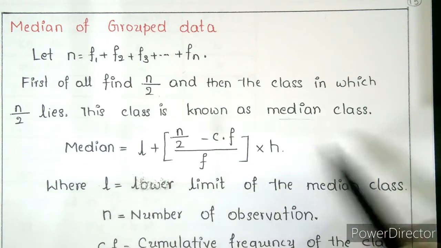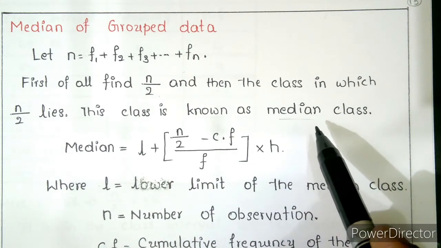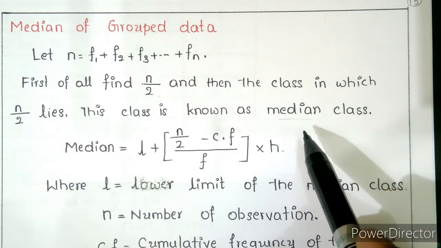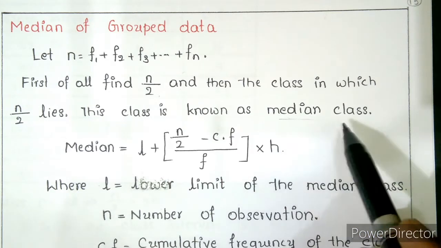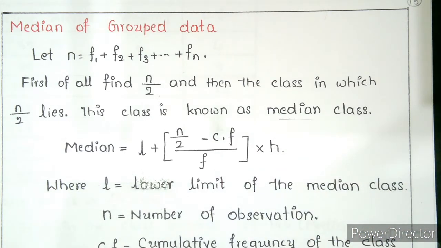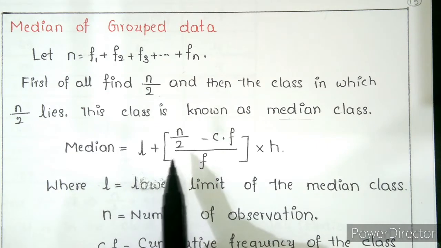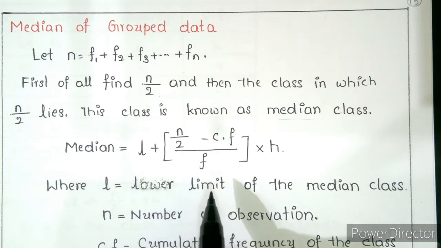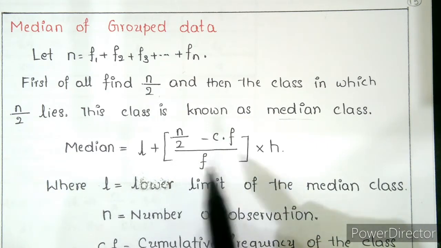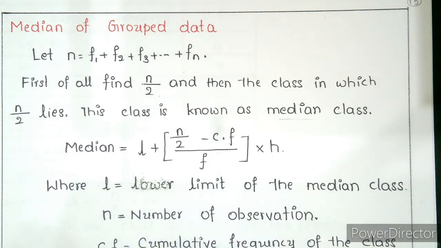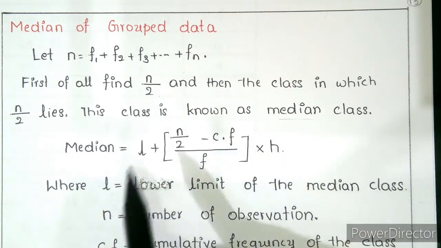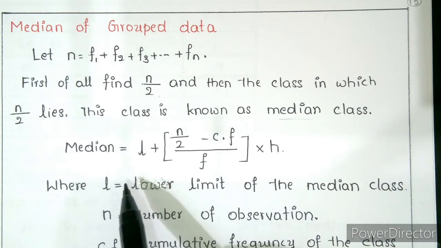So in the last topic you find the modal class. So in that you find the median class. Median equal to L plus (n by 2 minus CF) divided by f into h. CF means cumulative frequency, into h.